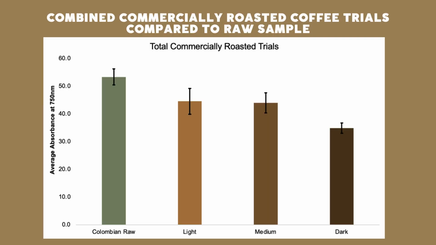And this shows my results for that in comparison to the Colombian raw coffee, which is the coffee that showed the lowest polyphenol content. Light and medium commercially roasted coffee showed consistent polyphenol amounts, as it was about 40, compared to the dark, which showed a significant drop to about 30. And compared to the raw sample that showed the lowest content of polyphenols, it could be seen that raw coffee has the highest polyphenol content in comparison to commercially roasted coffee.